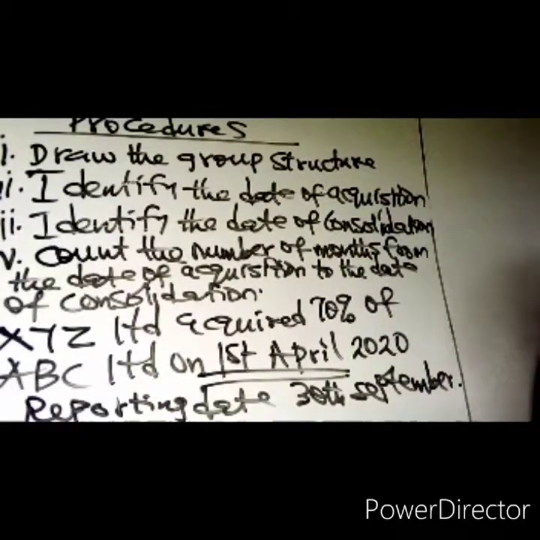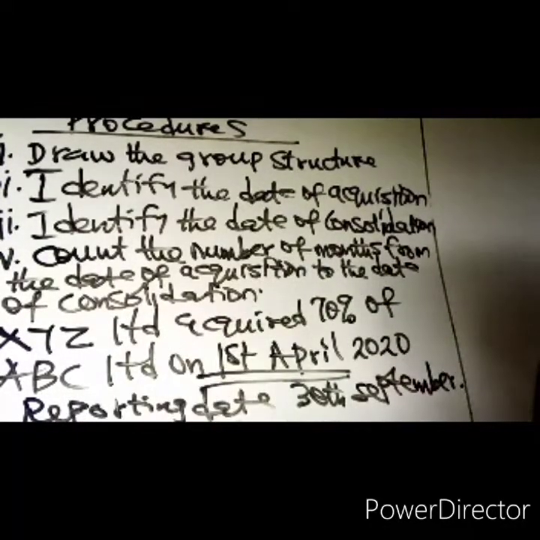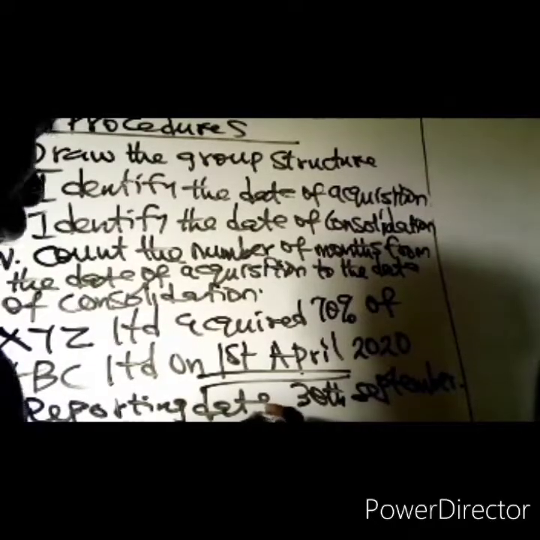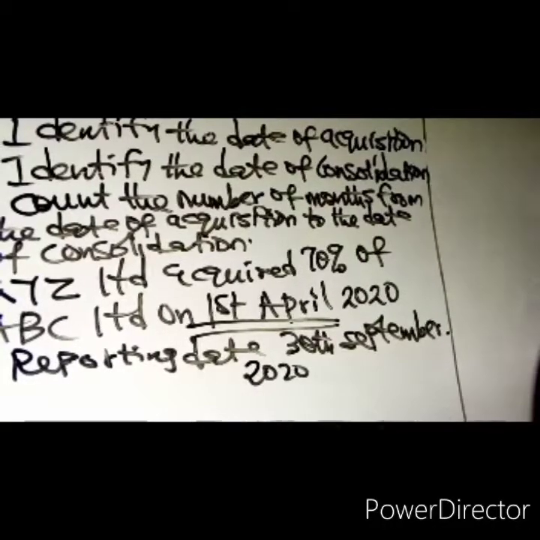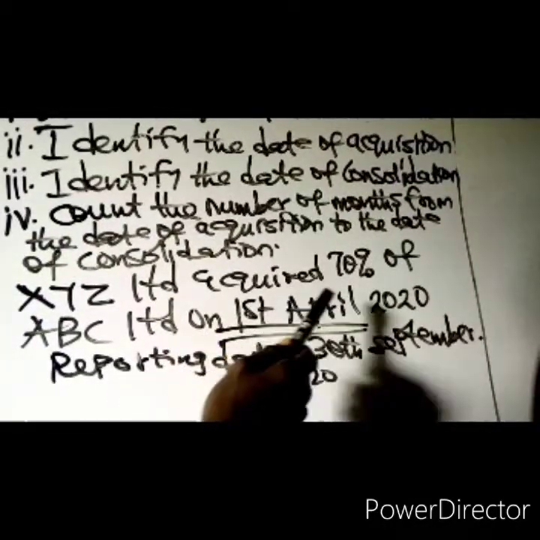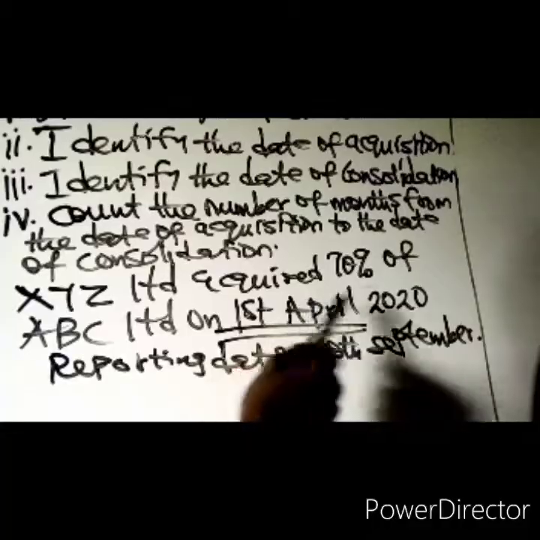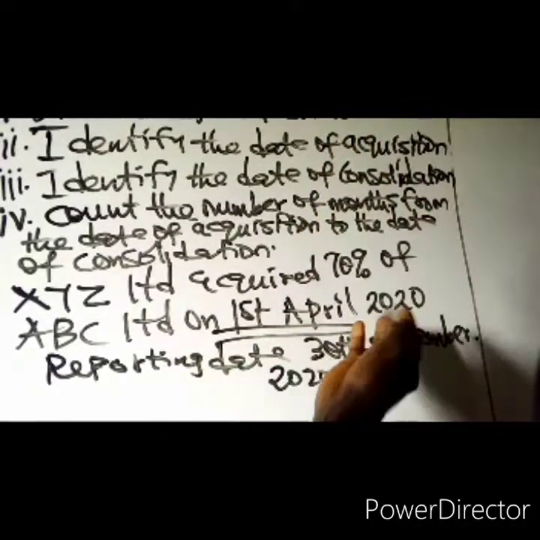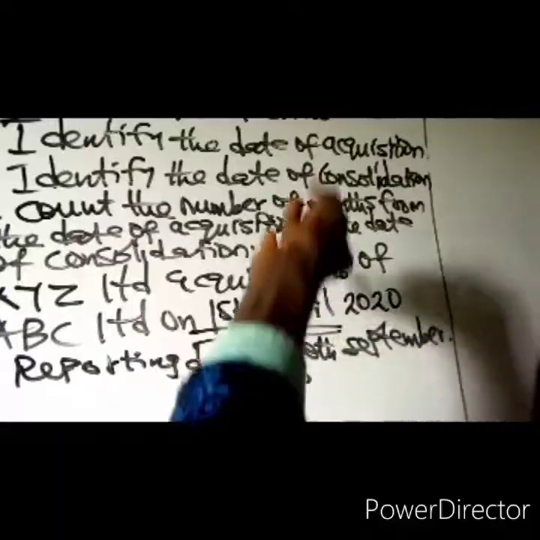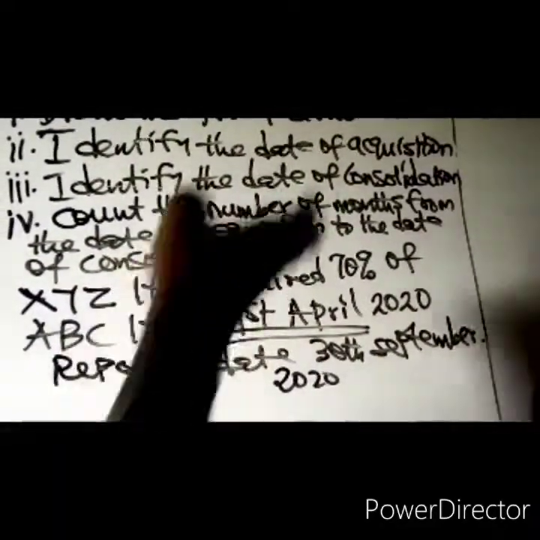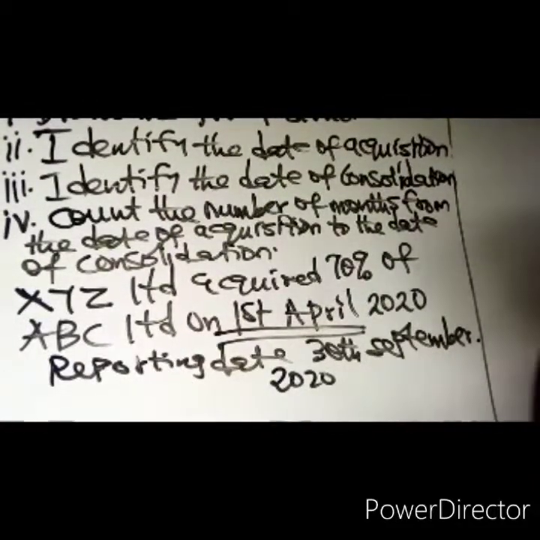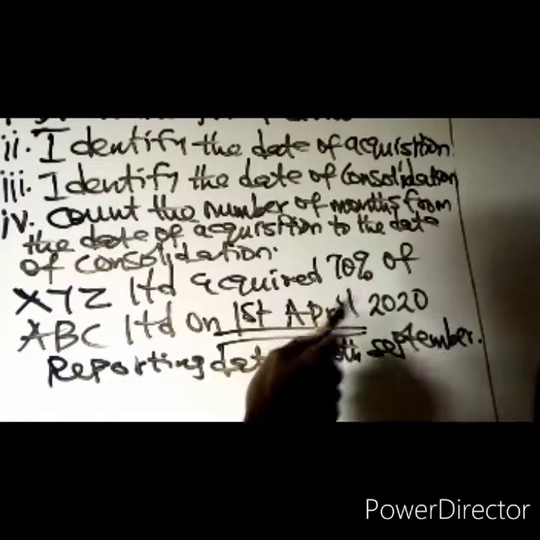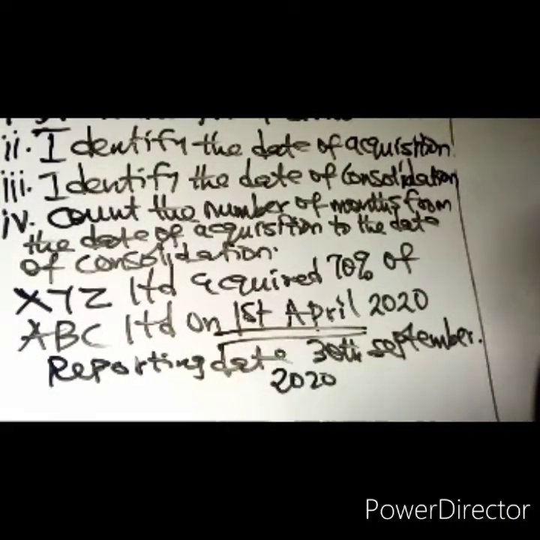So if you want to consolidate the financial statement for 2020, let's say the reporting date is 30th September 2020. You are now going to count the number of months from April 2020 to September 2020. You have April, May, June, July, August, September. That is 6 months.